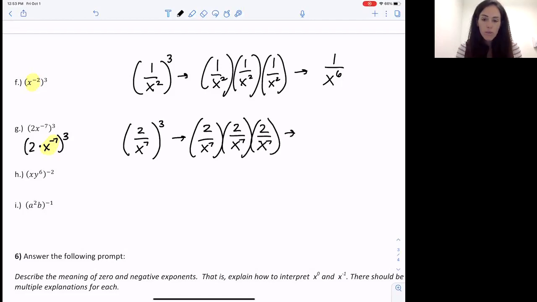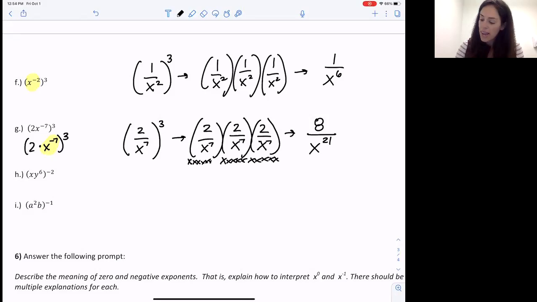Okay, what happens in my numerator? 2 times 2 is 4, times another 2 is 8. What happens in my denominator? I have 3 groups of x to the 7. That's going to be x to the 21. Okay, imagine 7 x's and another 7 and another 7. There's going to be 21 of them total. Okay?